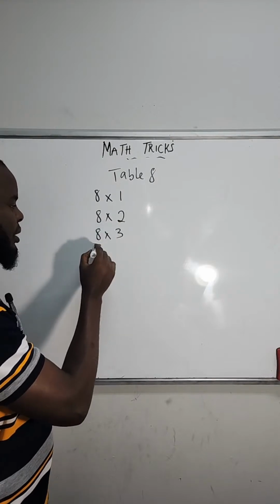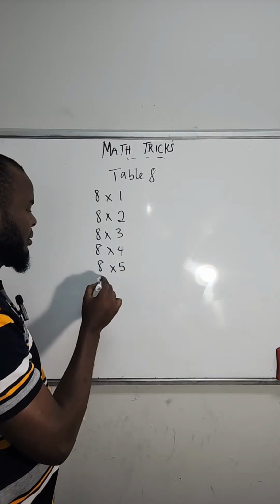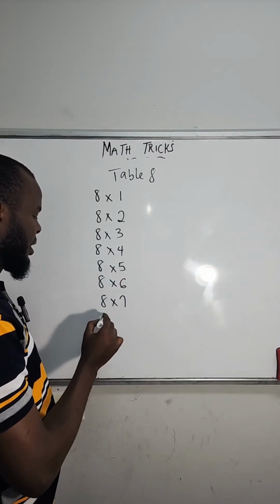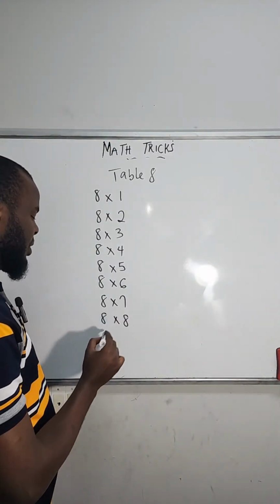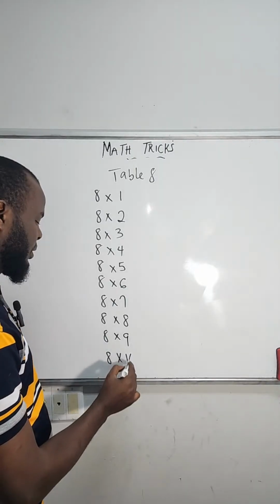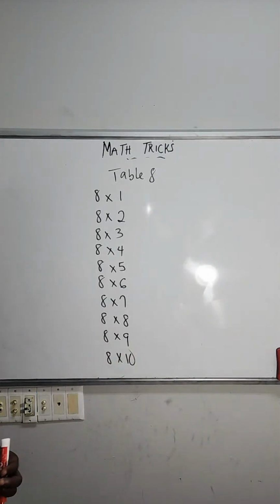For table 8, here we have 8 times 1, 8 times 3, 8 times 4, 8 times 5, 8 times 6, 8 times 7, 8 times 8, 8 times 9, and here we have 8 times 10. So how do we do this? This is something we need to think about too.